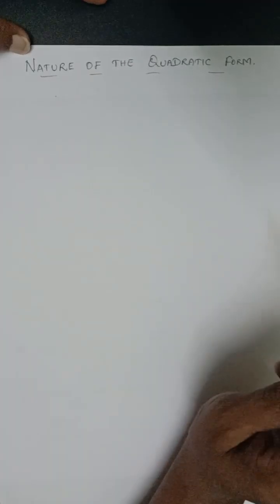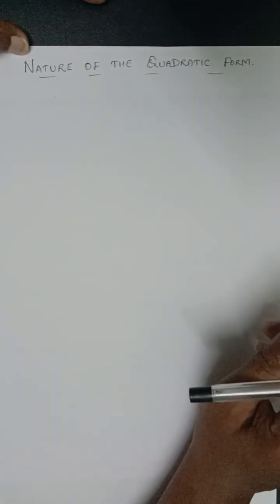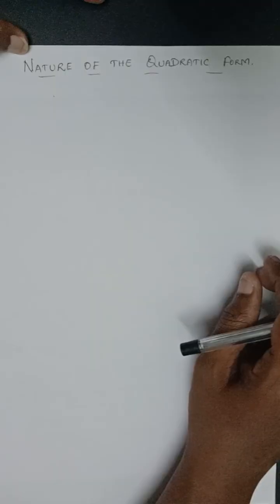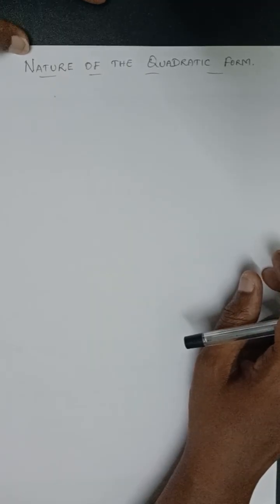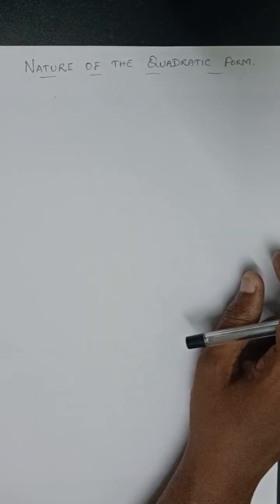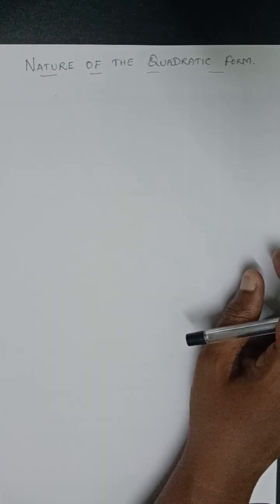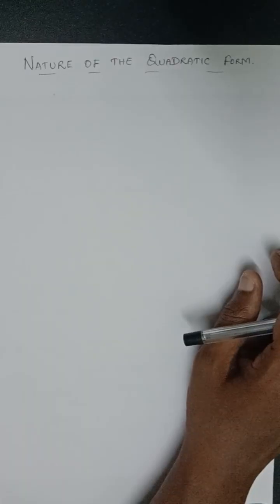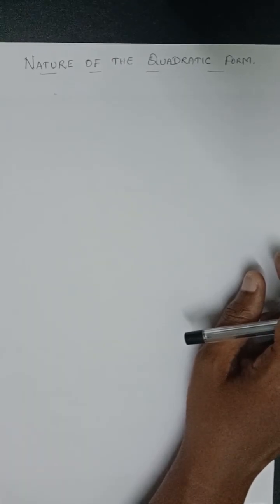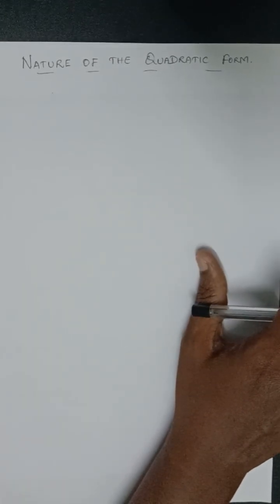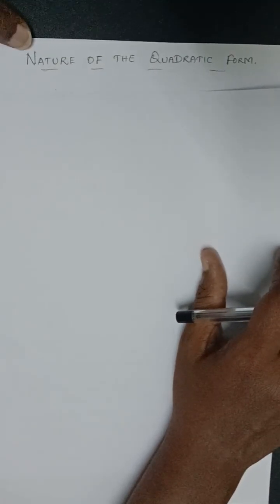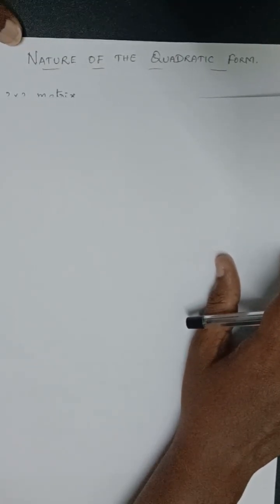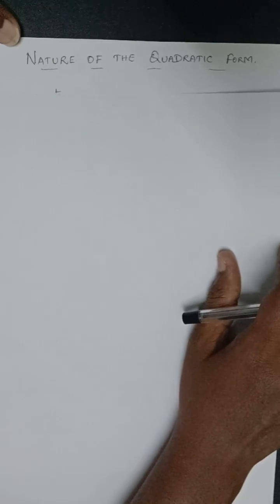In this session, we are going to find the nature of quadratic form without finding the eigenvalues. Already you know that using the eigenvalue means finding the characteristic equation and then finding the roots. After that, the roots are called eigenvalues. So now we are going to see it without finding the eigenvalues. The topic is the nature of the quadratic form.